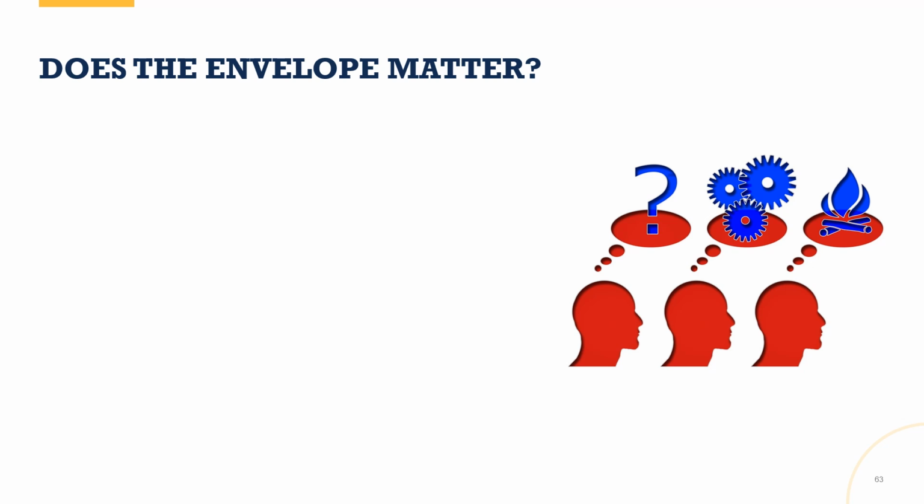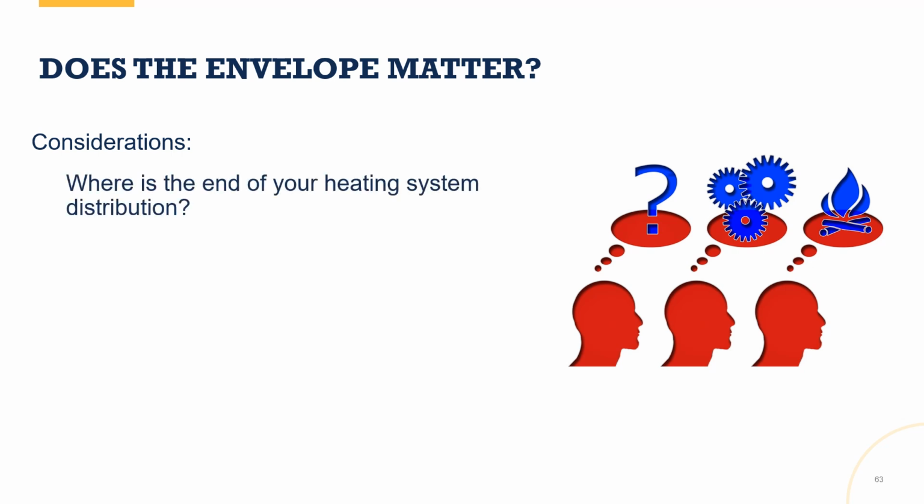Next up, I want to address, does the envelope matter at all in these houses? I'm going to guess you can guess what I think, but let me ask a couple of questions. There are really considerations we should all take into account. Where is the end of your heating system distribution? Let's start with a ducted heat pump. Where is the end of the distribution system? Is it at all the registers and grills?